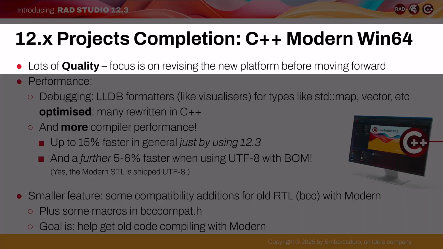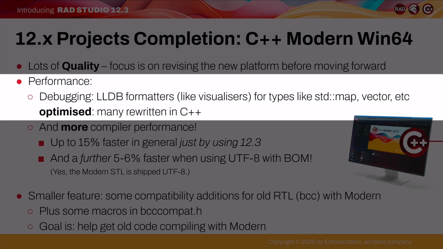This release, having shipped that, we focused on polish and refining before we moved forward in future. We did a lot of quality work. If you had any issues, we recommend trying out 12.3. We've been working with customers on real-world code bases to ensure they work smoothly. As well as quality work on the compiler and the linker side, we also improved the debugger performance.